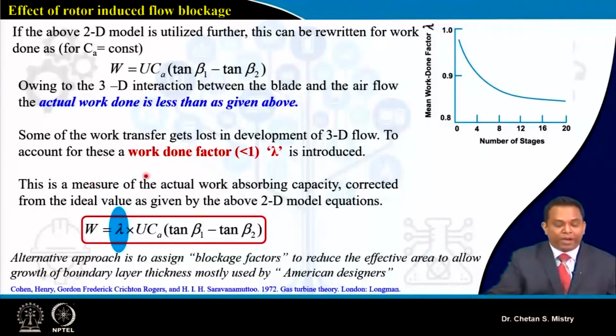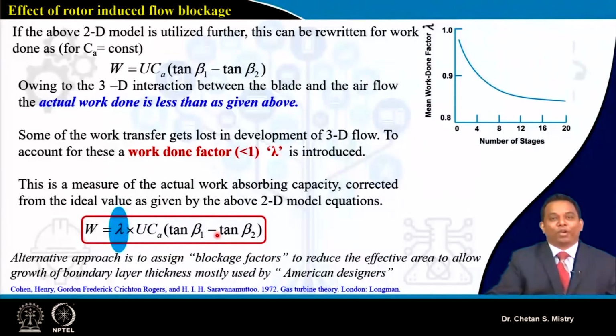So let me modify my equation. Work done is now calculated using lambda U C_a (tan beta 1 minus tan beta 2). Do not get confused with this terminology of work done factor. It has nothing to do with efficiency. Basically, when we are doing our design, we need to take care of the actual flow condition, and in order to consider that actual flow condition, at the initial stage itself we need to introduce our work done factor.